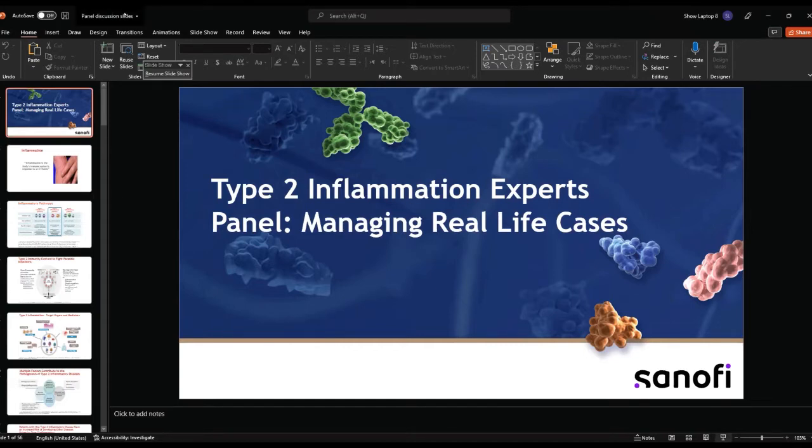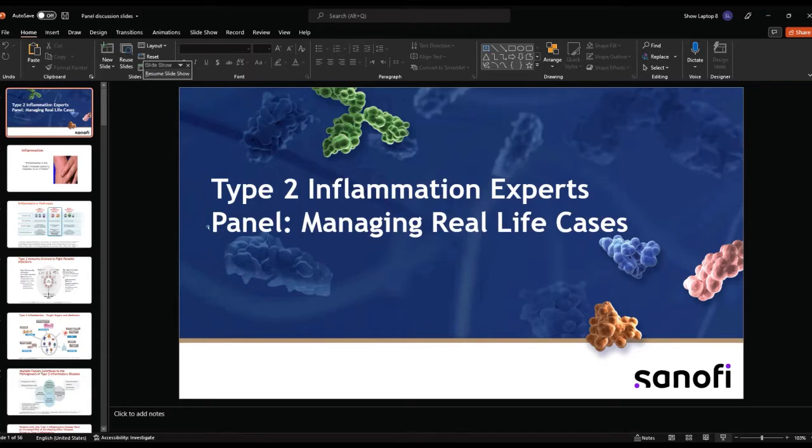It's like a discussion between three specialists, and the theme of the session is type 2 inflammation with discussion of real life cases. So what I'm going to do, I'm going to set out the scene for our expert panelists, and then I'll let them present their cases sequentially.